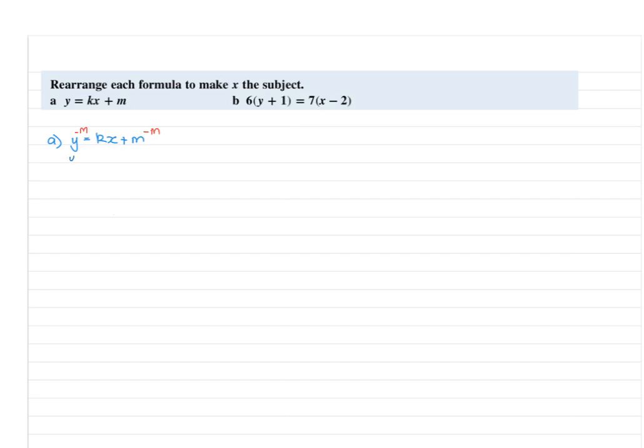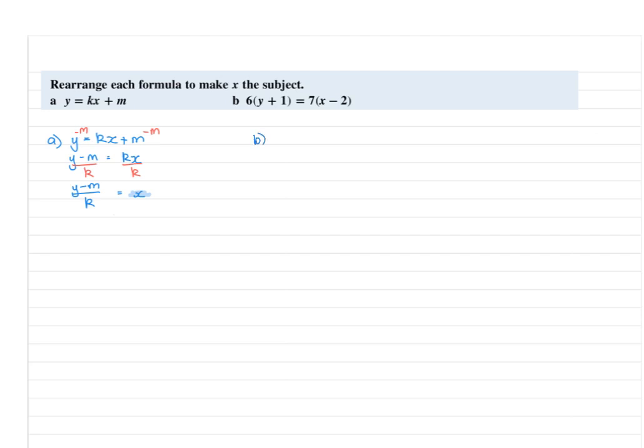On my left-hand side of the equation, I have y minus m is equal to kx. Because I'm solving for x, I need to find out what is the value of x. kx means k times x, so divide both sides by k, and I'll end up with x is equal to (y minus m) over k. x is now the subject of that formula, so I have solved for x.